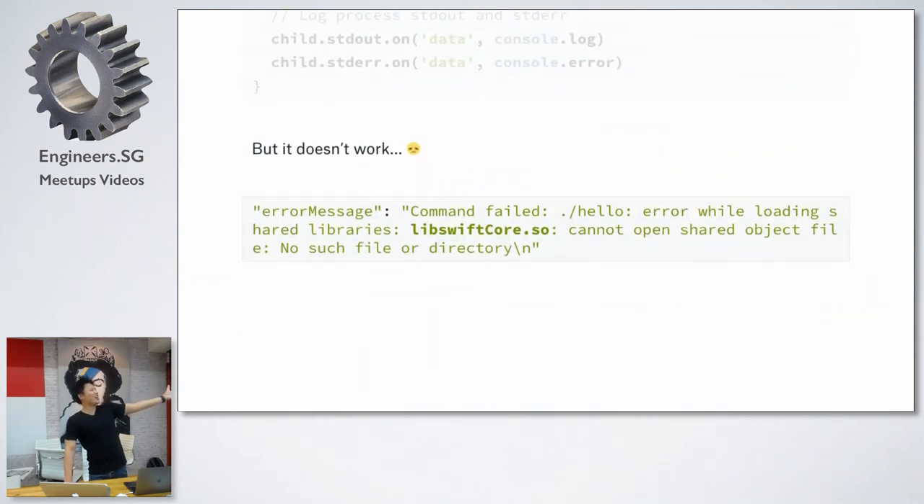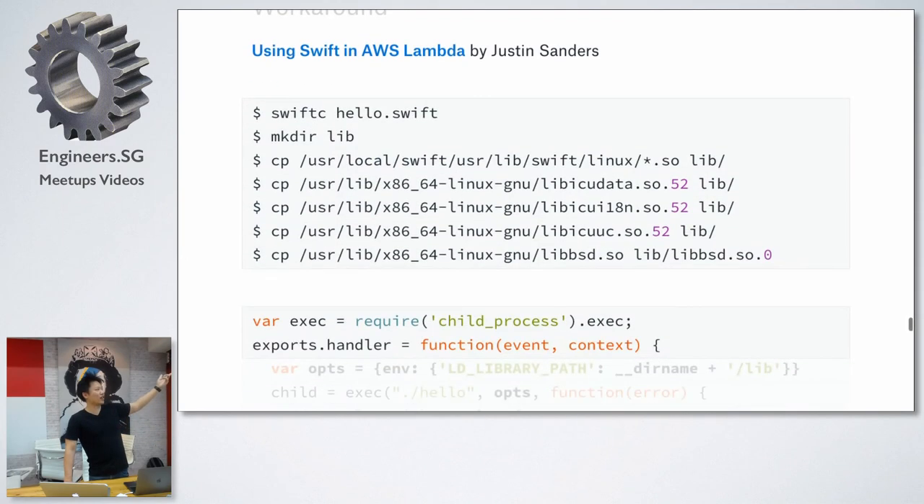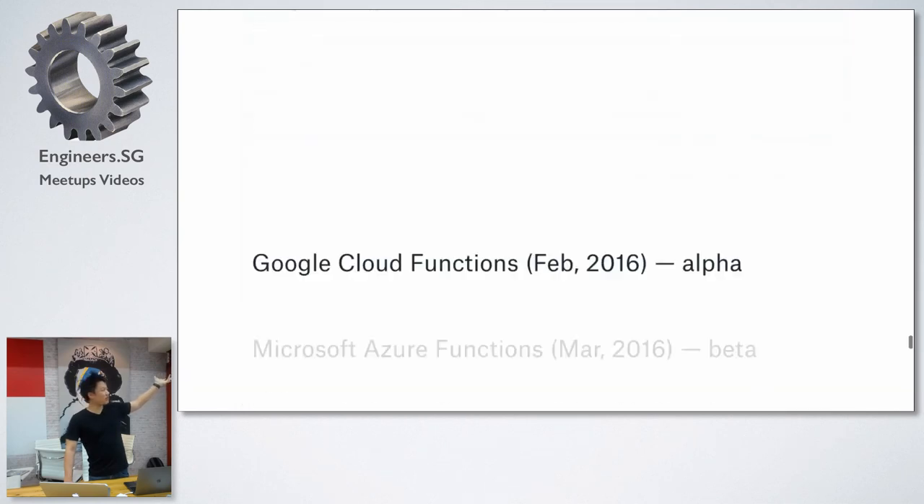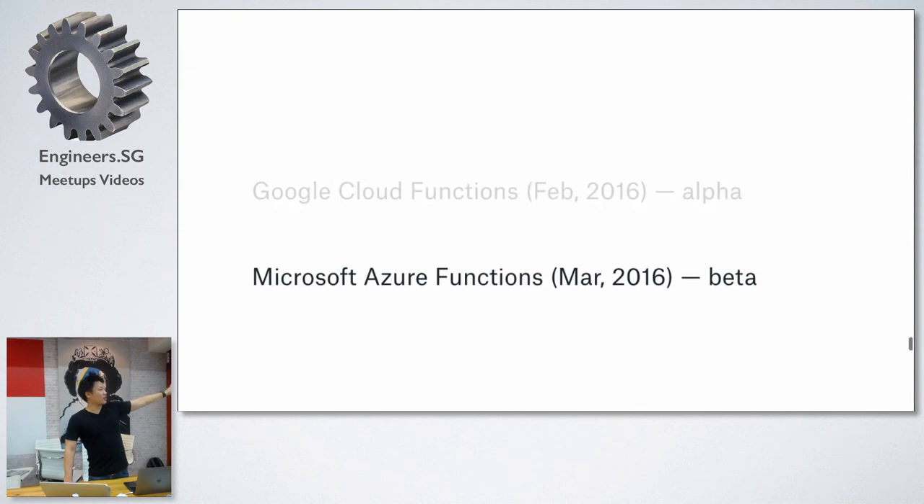And it doesn't work, why? You couldn't find a Swift library. So apparently there's a workaround by this guy called Justin Sanders. You have to find these random shared objects that are around the file system and put them in, and then it'll work. So Google Functions came out last year, Alpha, Asia.